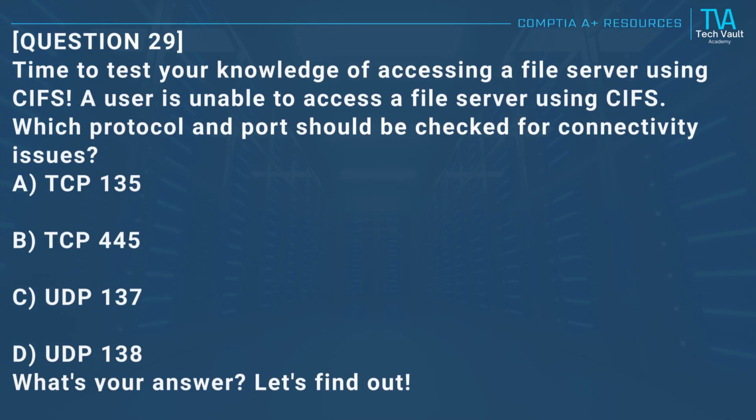Time to test your knowledge of accessing a file server using CIFS. A user is unable to access a file server using CIFS. Which protocol and port should be checked for connectivity issues? A. TCP 135, B. TCP 445, C. UDP 137, D. UDP 138. What's your answer? Let's find out.